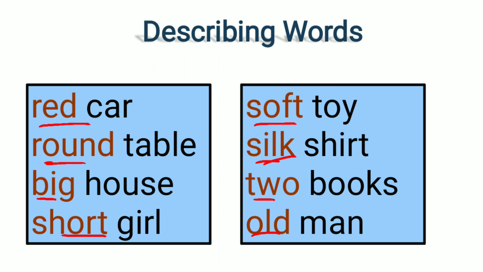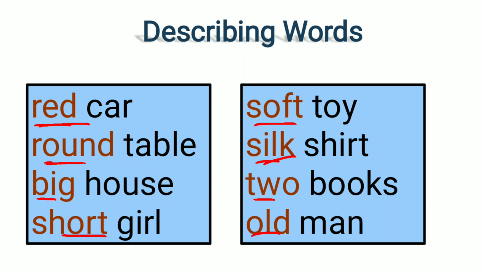So when we use a word to tell more about the naming word, it is called describing words. Here car, table, house, girl, all these are naming words, but here we are telling more about it, that is car is red. We are telling more about the car. So those words which tell us more about the naming words are called describing words.